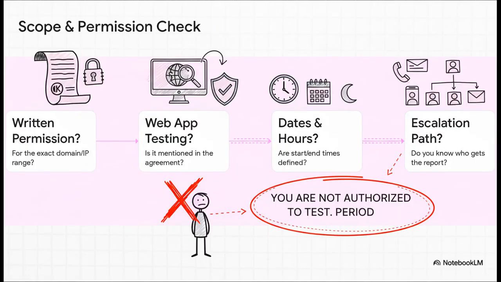So here's a super practical checklist for you. Before you run a single command, ask yourself these 4 things. 1. Do I have written permission for the exact target? 2. Does the contract specifically say web application testing? 3. Do I know the exact start and end times, including business hours? And 4. Do I know who to call in an emergency? If the answer to any of these is no, or even maybe, stop. You are not cleared to start.